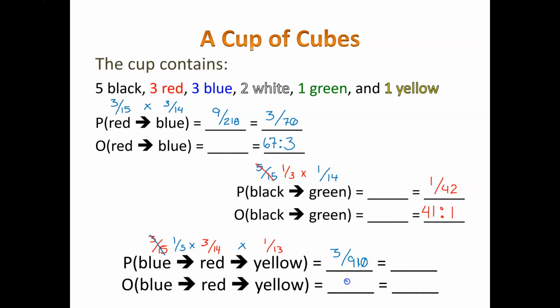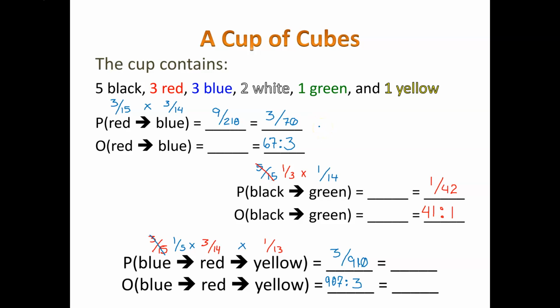Turn that into odds. There are 3 ways to win. Put that on the right. That means 910 minus 3 is the number of our losers. That's 907. Our odds are 907 to 3.